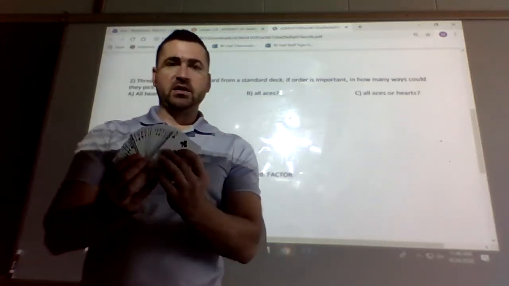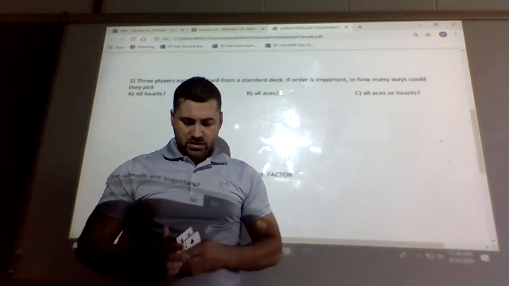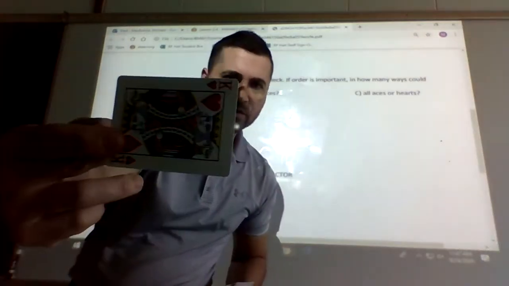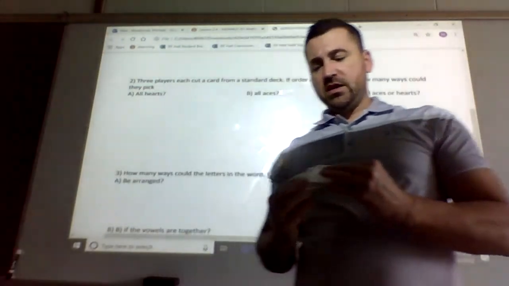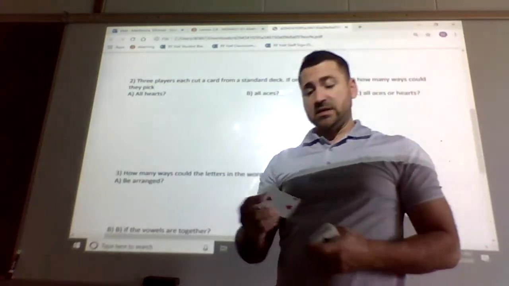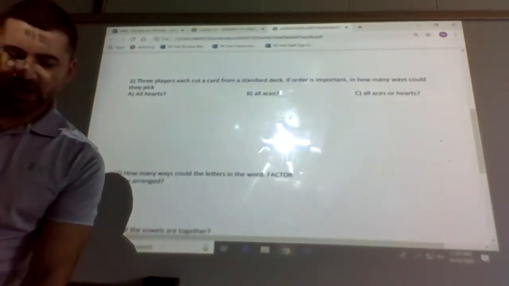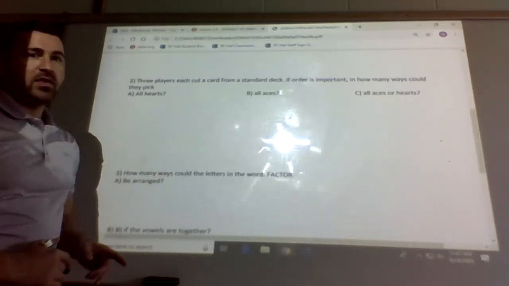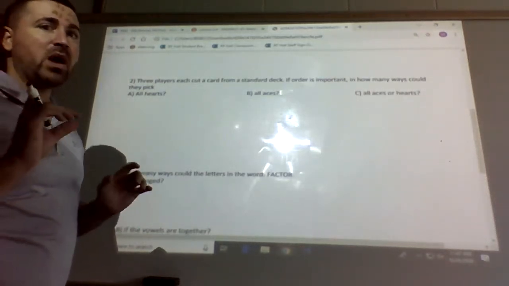So they cut a card from the deck of cards. They pull one out and they get a heart. Then the first person has a heart. Then we cut another card, and the next person pulls out a heart. And then the third one does the same thing. So what is the probability that that will occur? Well, we have to look at how many hearts there are, and then we're picking 3 of them. It's not the probability, but how many ways can we pick it?